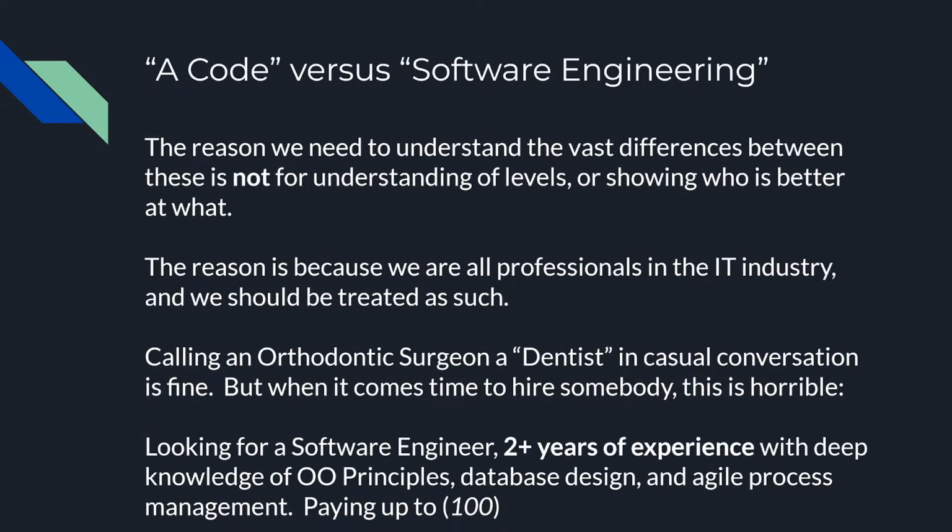Let's move on to a coder versus a software engineer. The reason why this talk is so important, and to say this is what programming is, this is what software engineering is, this is what coding is, all that sort of stuff, is not because we need a different understanding of what level you are. Oh, you're a coder, you're lower level than I am as a software engineer. They're 2 different things. They're completely different things. A programmer is working with algorithms and lower level things, and a software developer is working with system integration. They're different types of stuff that's going on. The reason is because we're all professionals in the IT industry, and we should be treated as such.